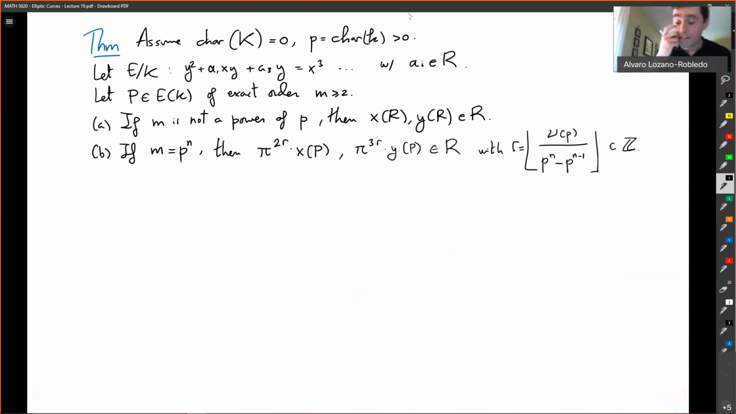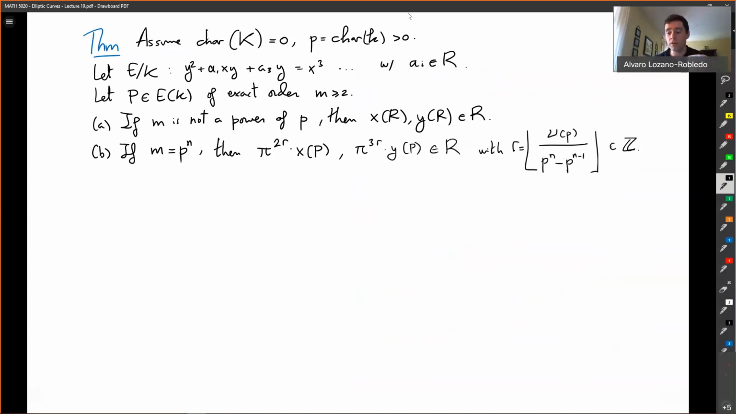Okay, so what this says is that, for example, if R is 1, the worst that it can be is a pi squared in the denominator of X. And if R is 1, pi cubed is the worst denominator that can happen for Y. Okay, so this is telling you where to look. If there are going to be points of finite order, how far do you have to go in your search according to how bad the denominators may get.